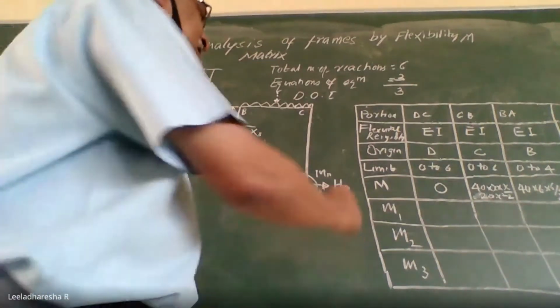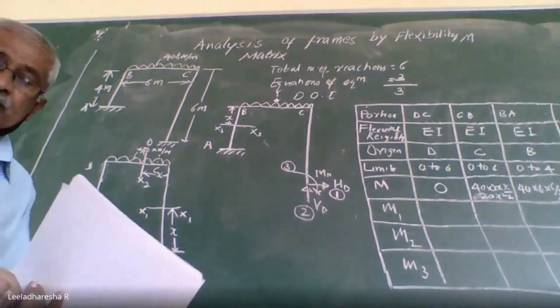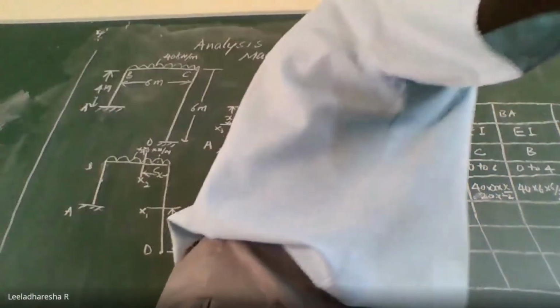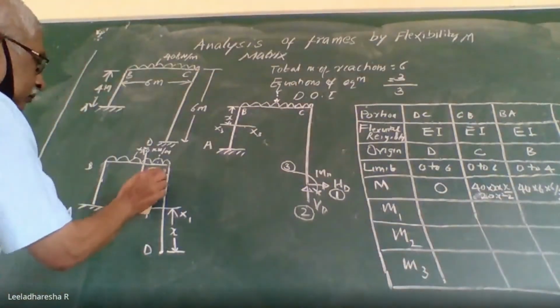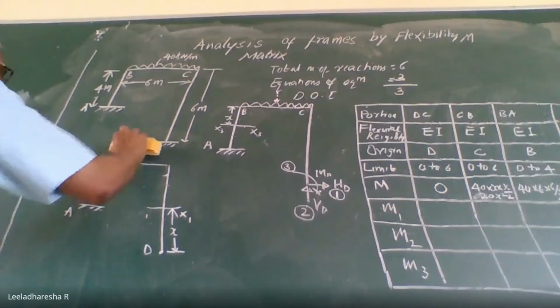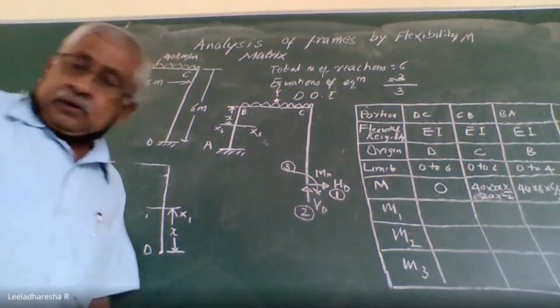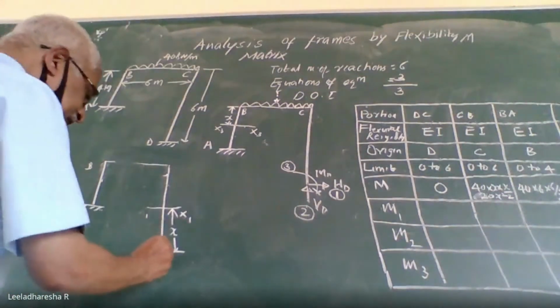Now whatever I got in the row M is the bending moment due to external load. Next, I am applying unit load at coordinate number 1. So, I will just rub this and go to the next one. I am going to apply the unit load in the direction of coordinate number 1.